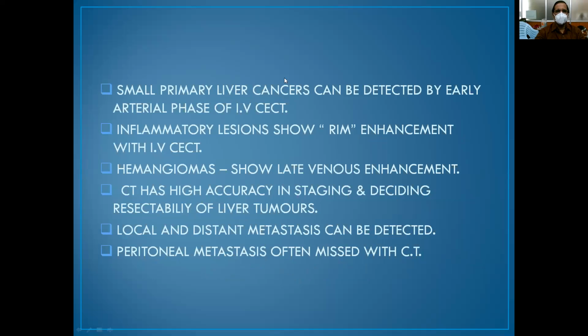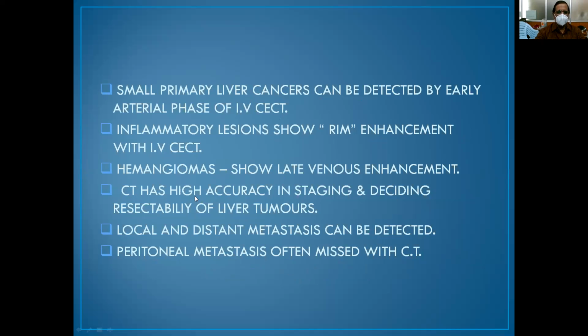And small primary liver cancers can be detected by the early arterial phase of intravenous CECT. I already told this point in hepatocellular carcinoma, and also in case of inflammatory lesions, that is in liver abscess, it shows a rim enhancement with intravenous contrast CT scan. And hemangiomas, I also told, give late venous enhancement with contrast enhanced CT.